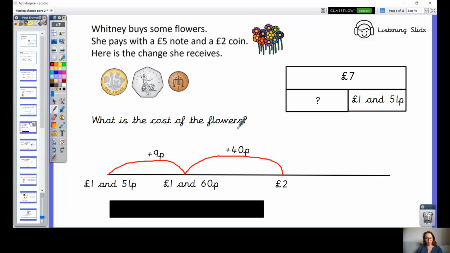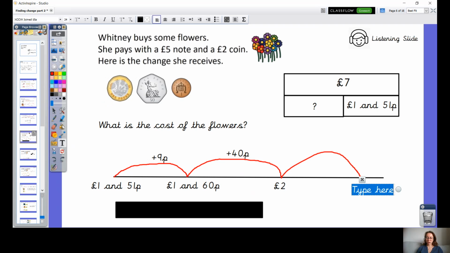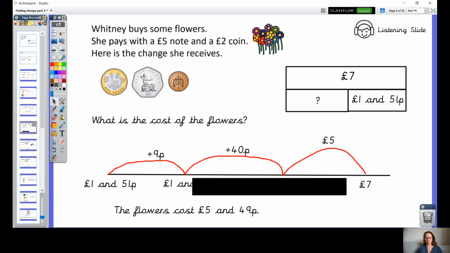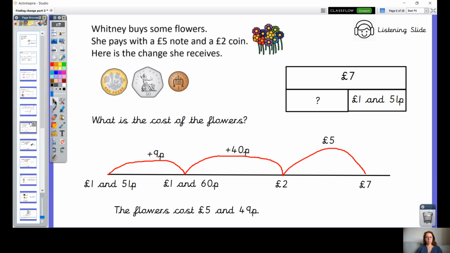Okay, how much did Whitney pay though? She paid £7, didn't she, for her flowers? So we need to get to £7 here. What's the difference between £2 and £7? £5. So now we've found the difference. Now we've worked out how much the flowers cost. Well, the flowers cost £5.49p. Can you see how we've done that?